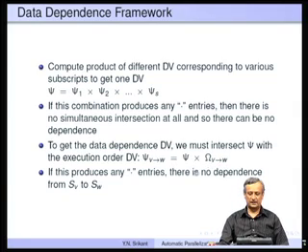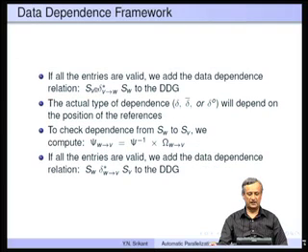If this product produces any dot entries, then there is no dependence from SV to SW. The execution order direction vector here is from S1 to S2, let us say SV to SW. If that yielded some dot entries, there can be no intersection, but if all the entries are valid, we add the dependence SV delta star SW, from V to W, to the data dependence graph.